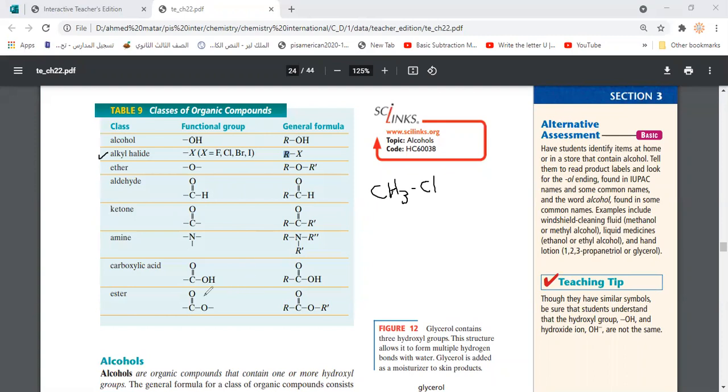So should we memorize these functional groups and the classes? Yes, of course, you must memorize them. So let's move on to talk about each class in detail, so we'll know more about each class.